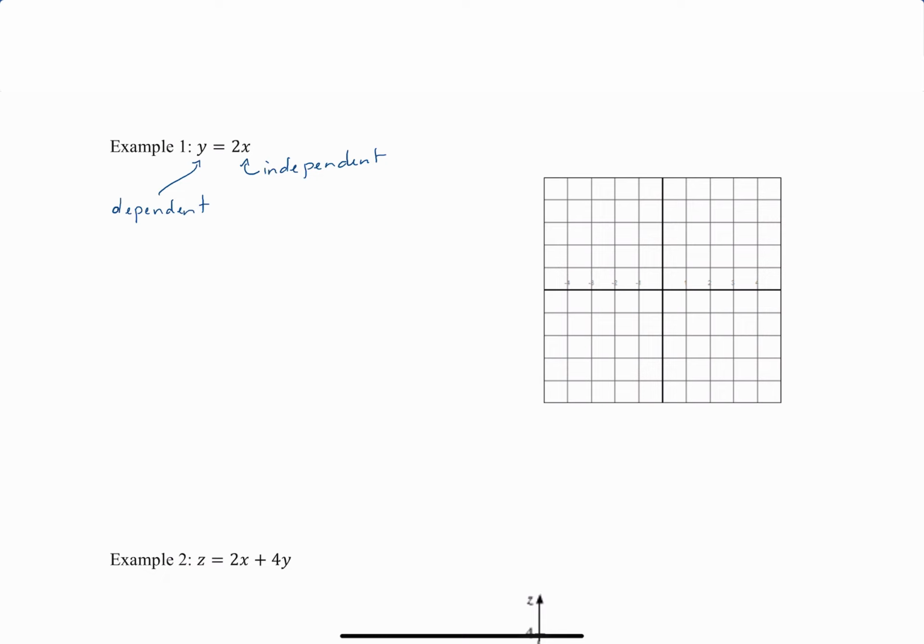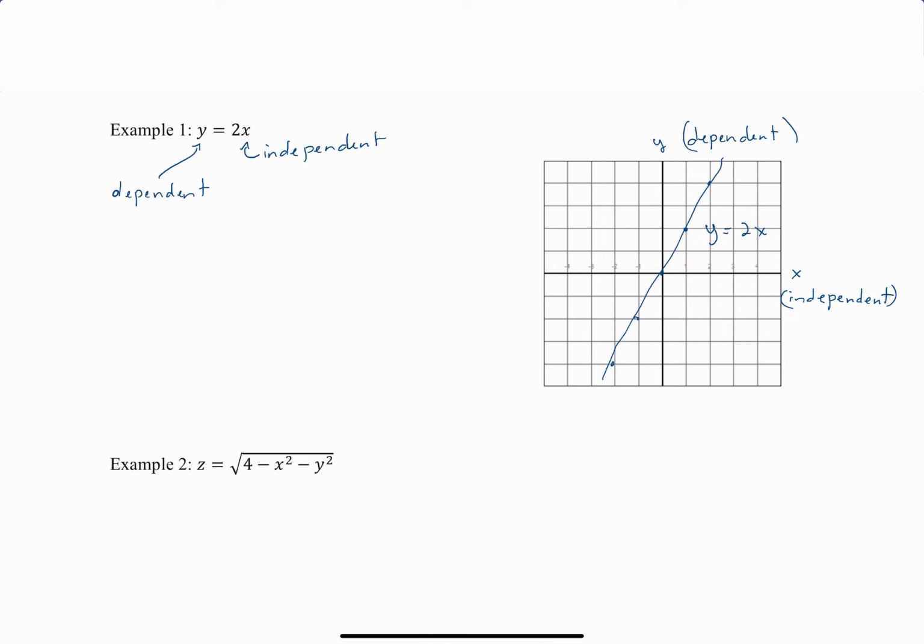Now, if we graph that, we're used to doing it this way. The horizontal axis is x, the vertical axis is y, and we have the line y equals 2x, which is going to look like this. Notice that we have made the horizontal axis for the independent variable, and the vertical axis we've made for the dependent variable.